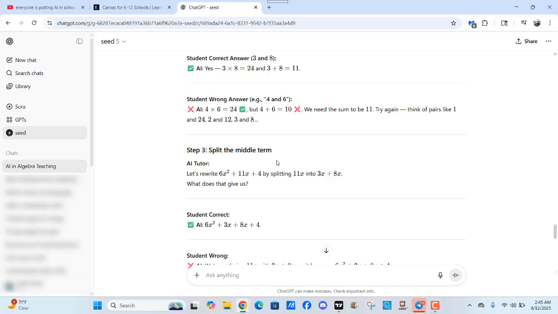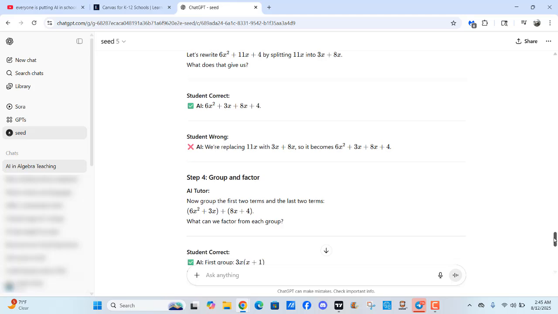Okay, step 3: split the middle term. Let's take a look at this. AI tutor: let's rewrite 6x squared plus 11x plus 4 by splitting the 11x into 3x and 8x, assuming they got the 3x and the 8x. What does that give us? The correct student answer is 6x squared plus 3x plus 8x plus 4, which is correct. But if the student gets it wrong, AI says we're replacing 11x with 3x and 8x, so it becomes 6x squared plus 3x plus 8x plus 4. So now AI is giving the student the 4-term polynomial.